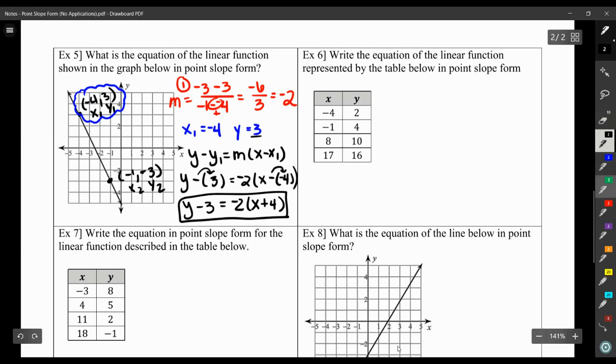And again, tables, no different. Write the equation in point slope form. So I got to find my slope. So step 1 is finding slope. Pick any 2 points you want. So let's use the positive ones to make life a little bit easier.